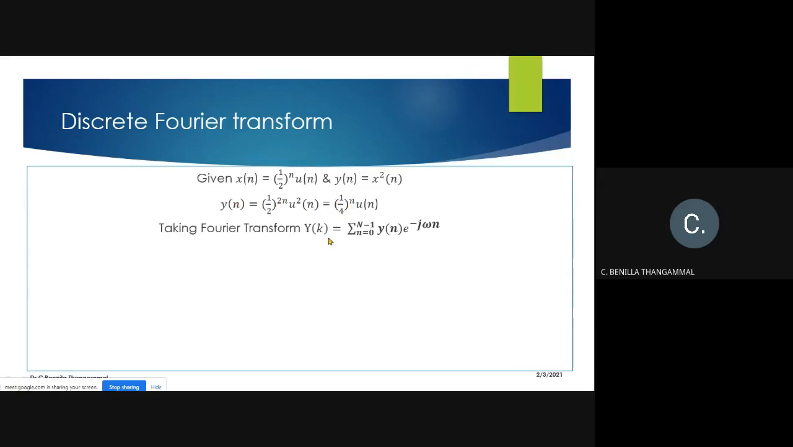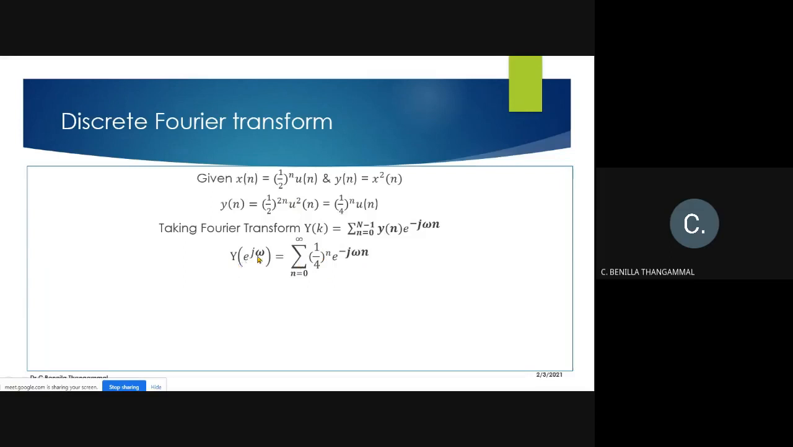Now we have to find your Fourier transform Y of k or Y of e power j omega. The formula is summation n equal to 0 to N minus 1 y of n e power minus j omega n. So Y of e power j omega is equal to summation n equal to 0 to infinity 1 by 4 power n e power minus j omega n. Here they didn't mention how many point DFT to find, so we are taking it as a DTFT, summation n equal to 0 to infinity 1 by 4 power n e power minus j omega n. So this is your Y of e power j omega.